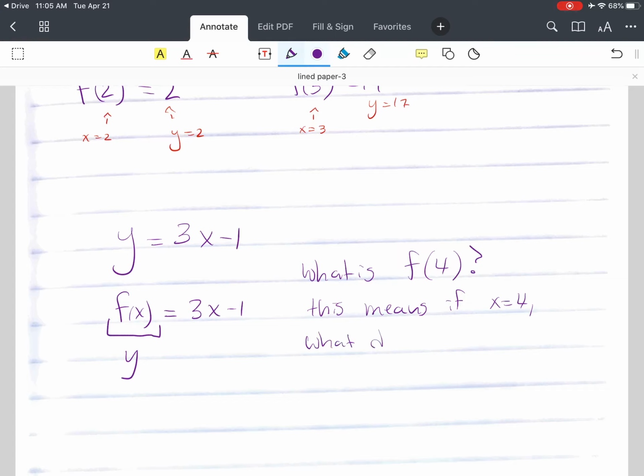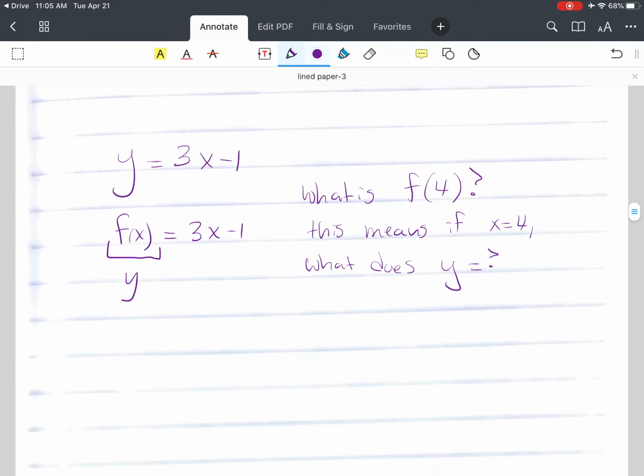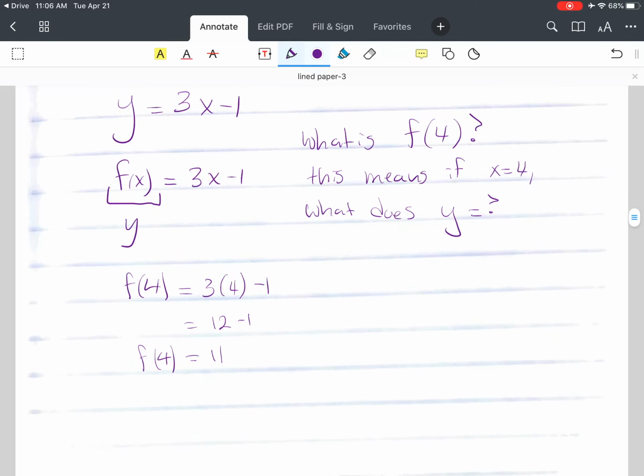if x equals 4, what does y equal? And all you got to do is replace the x with 4. Right? 3 times 4 is 12. 12 minus 1 is 11. So f of 4 is equal to 11. This means when x is equal to 4, y is equal to 11.